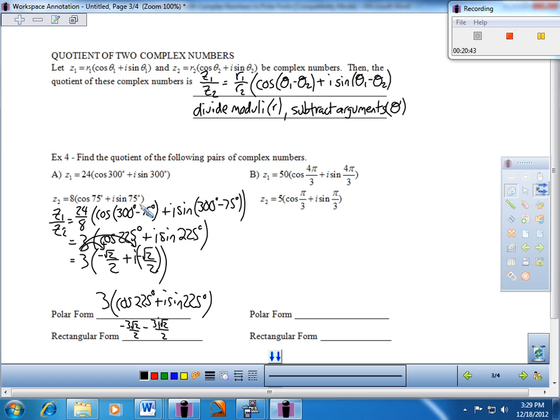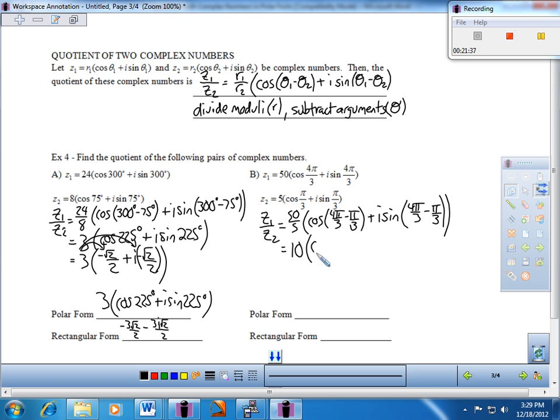Okay, let's do 4b. So, z1 divided by z2. 50 divided by 5 is going to give us our 10. New angle, when I do the operation, 4 pi over 3 minus pi over 3. And then i sine, same deal, everybody. New angle, accomplished by subtracting the two angles. Divide the r's and subtract those thetas. As I already mentioned, 50 divided by 5 gives us our 10.